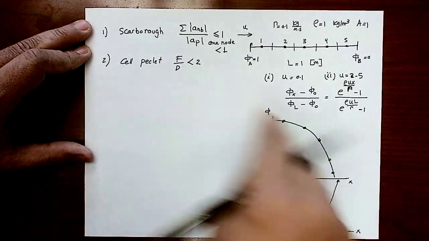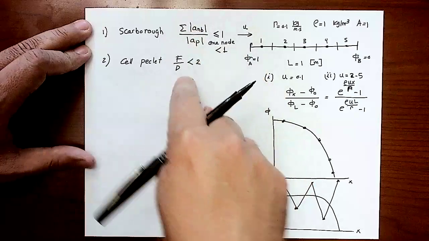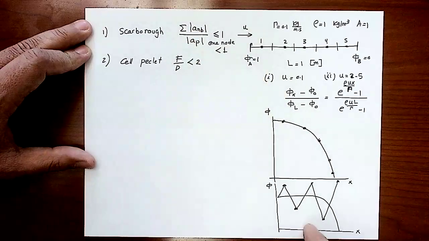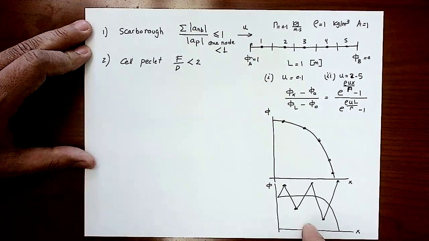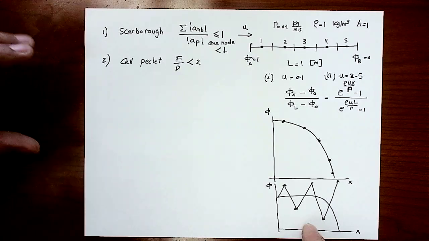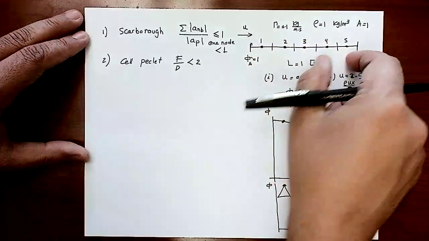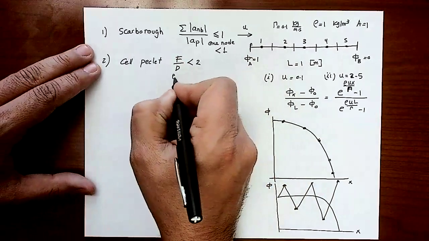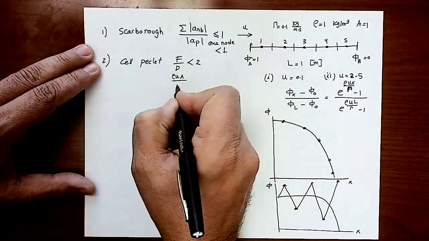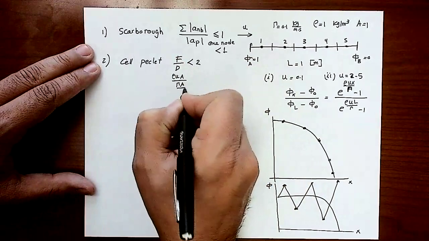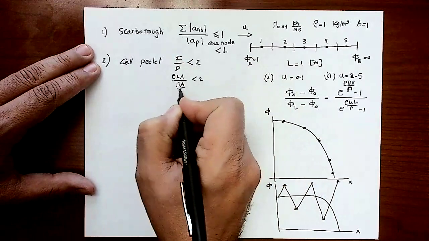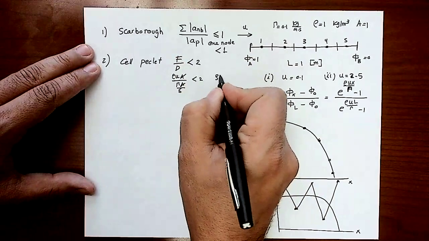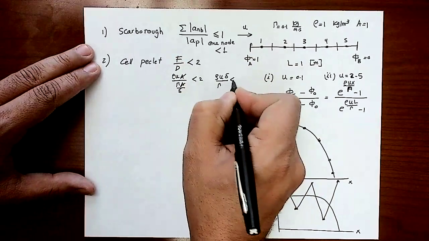In the first case, both the Scarborough criterion and the cell Peclet number were satisfied. But in the second case, the cell Peclet number was much more than 2. If I recall correctly, it was around 5. We have to readjust the dimension of the cell, because if you substitute F as rho U A, divided by kappa A over delta, that should be less than 2. A will cancel out, so rho U delta over kappa has to be less than 2.